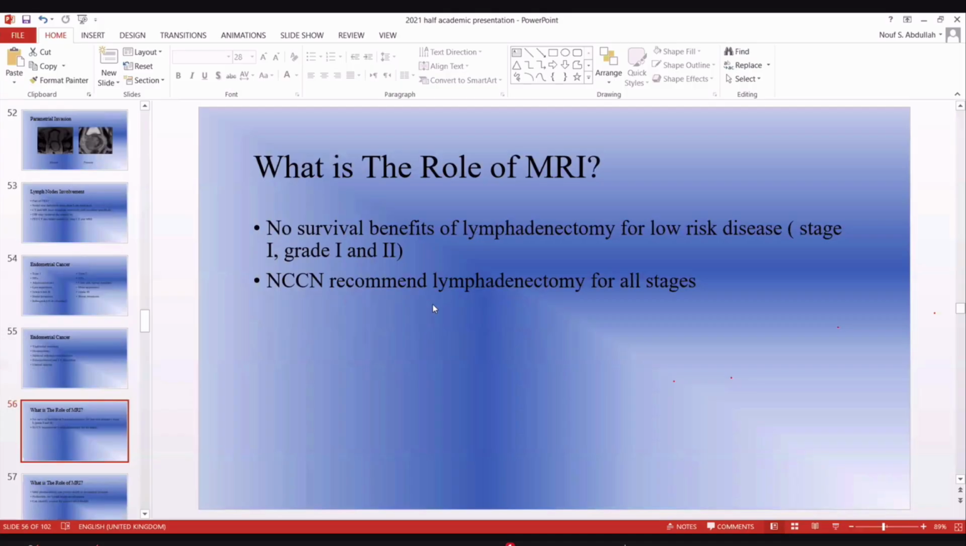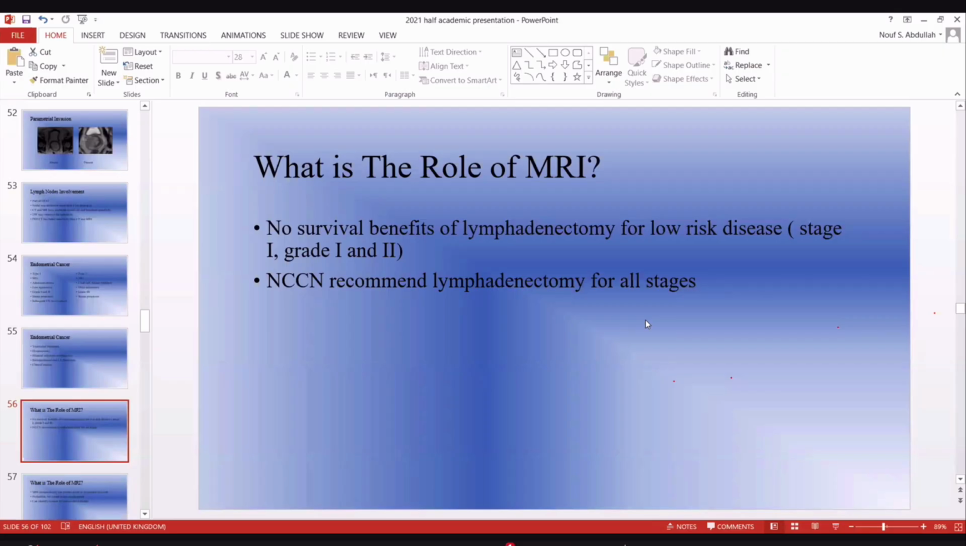So, what is the role of MRI? There is no survival benefit of lymphadenectomy for low-risk disease, stage 1, grade 2. What does that mean? So, whenever I do my MR assessment, it does help in assessment of the invasion of the inner or the outer myometrium. It does help in the focal and local staging. Whenever I tell them stage 1A, for example, which means just invasion of the inner myometrium, the risk of lymph node involvement is significantly low.